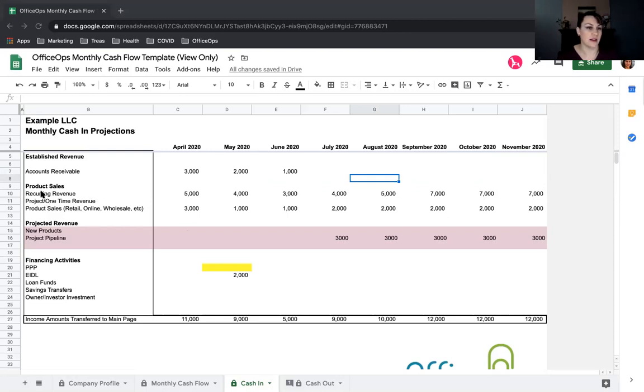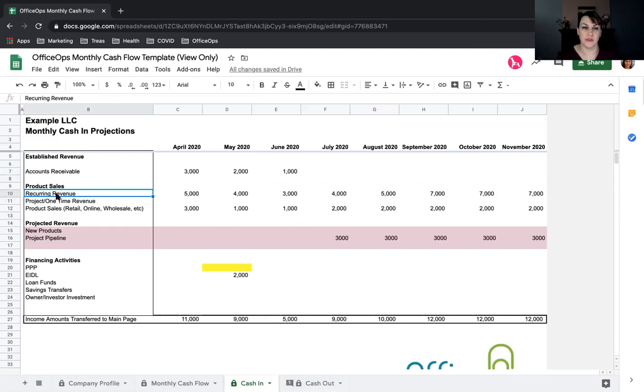Okay, so again, everyone's income is going to look different, so I'm just going to go through some different types of income. Here we have recurring revenue. That is a good one for memberships or subscriptions. It's a good one for retainers, so this is where monthly retainers come into play, and software as a service, different types of recurring revenue, service plans, subscription boxes.